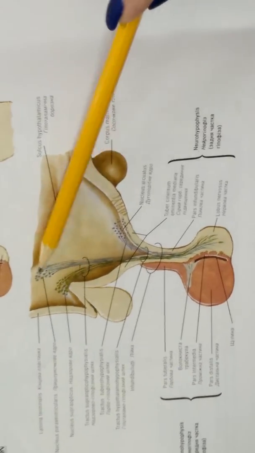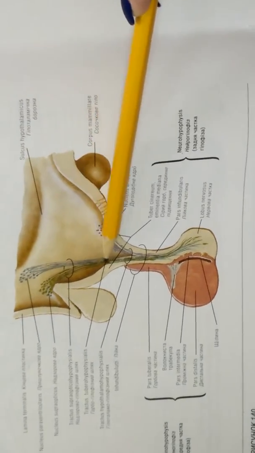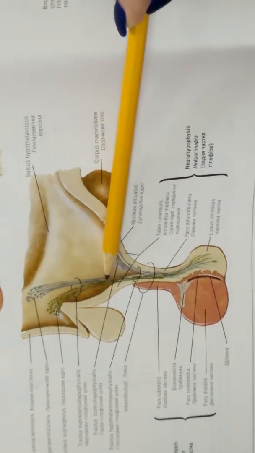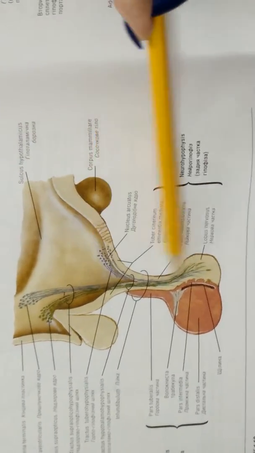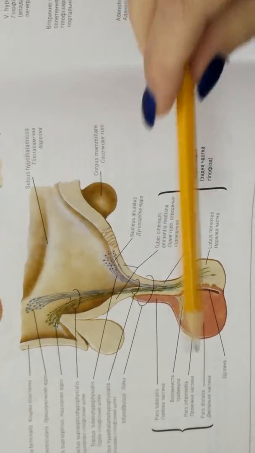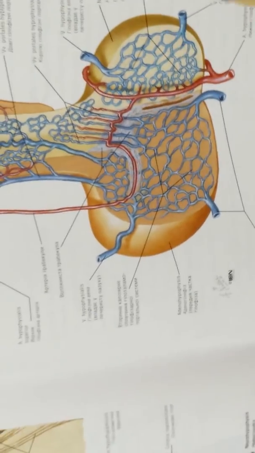Then these neurons have long axons, which form a fascicle bundle that runs through the infundibulum. Through these axons, hormones run intracellularly to the neurohypophysis, and here run to the blood vessels.